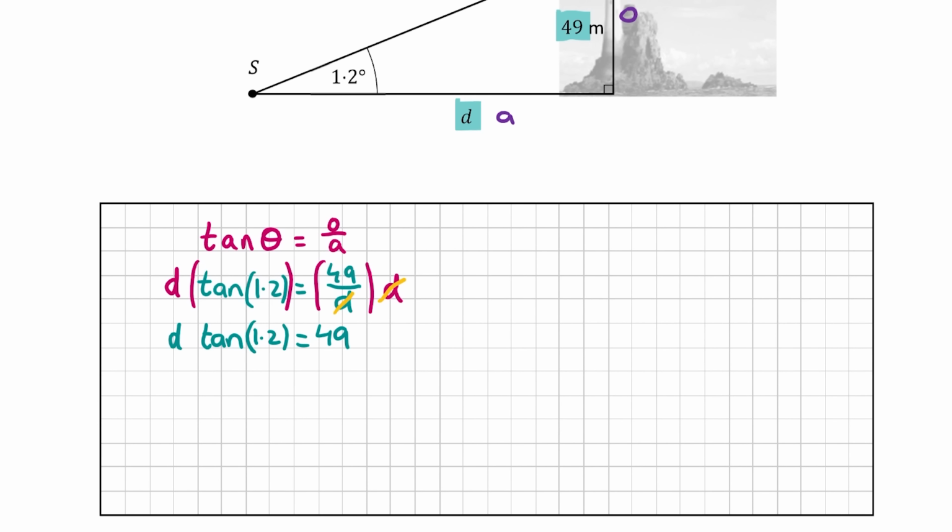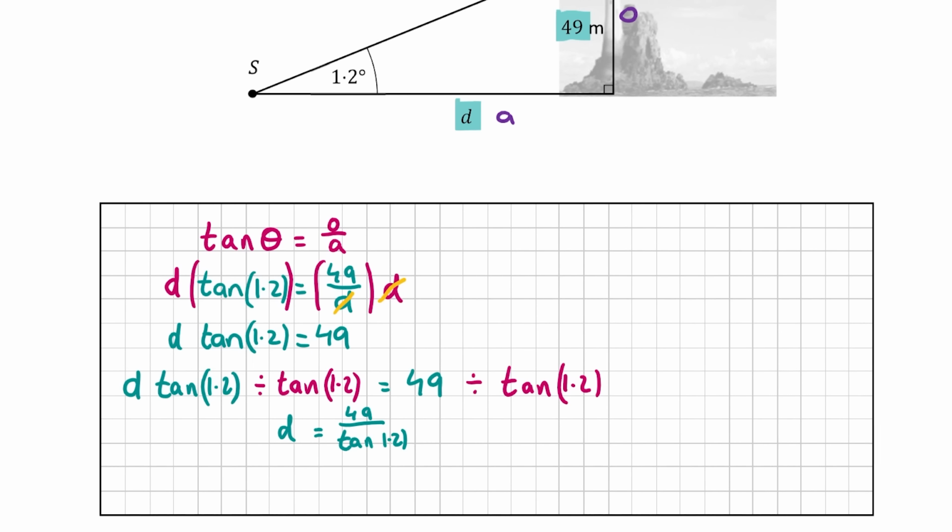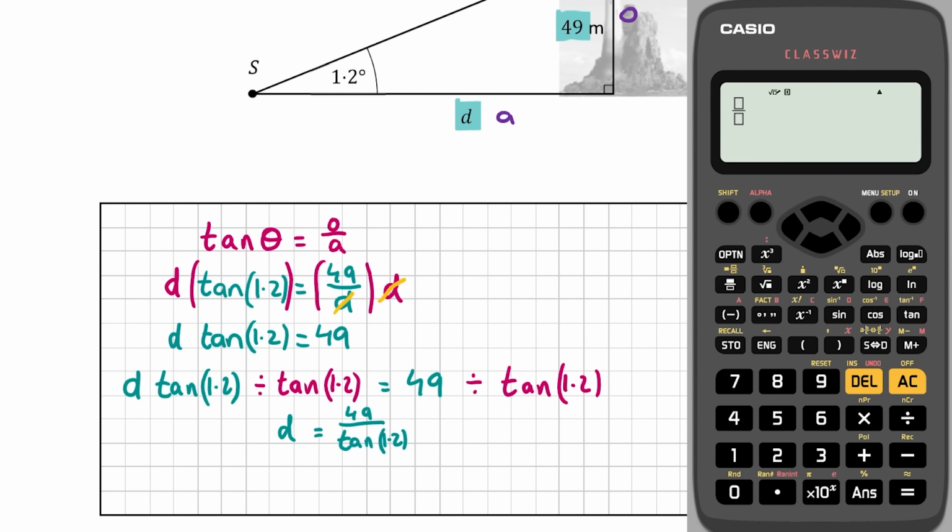Now I don't want D tan 1.2, I just want D. So I'm going to divide both sides by tan 1.2, as tan 1.2 divided by tan 1.2 is just 1, leaving just D on the left-hand side. So D is equal to 49 over tan 1.2, and we can do this on our calculator. Type in the fraction, on top click 4 and 9, then click the down button, and then click tan of 1.2. Once again, make sure your calculator's in degrees, as if it's in radians it won't work, unless the question is in radians, but here we can tell it's degrees by the degree symbol.